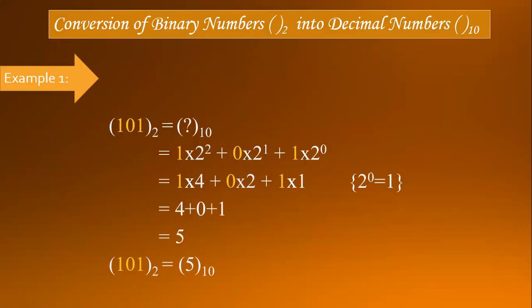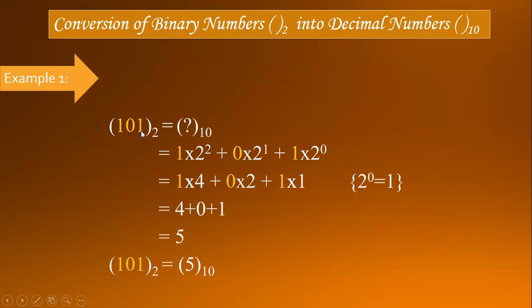Let us see the first conversion, binary number to decimal number. That means we have to convert a binary number into its equivalent decimal number. Let us take the first example: the binary number 101. We have to convert it and find the equivalent decimal number. How can you say that this is a binary number? Because it has the base 2. How can we say that this is a decimal number? Because it has the base 10. So now we have to find the equivalent decimal number of the given binary number.